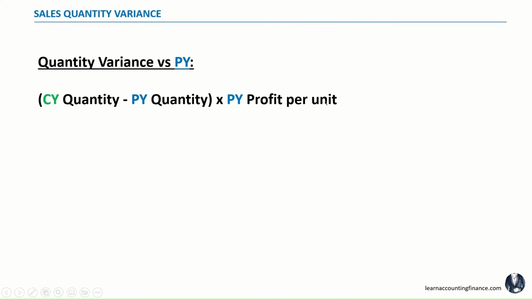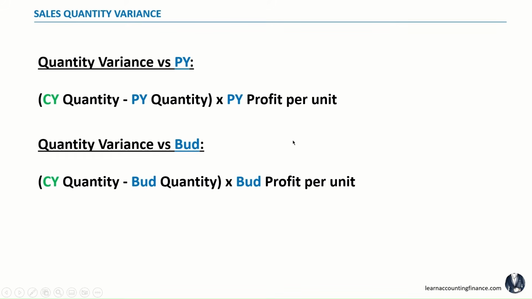When it comes to quantities, the profit or selling price that you will use will always be for the reference period, not the current period. So in the case of analysis versus prior year, it will be the prior year profit. In the case of variance analysis versus budget, it will be the budget profit per unit. So you take a difference of the two quantities and multiply it by the profit per unit of either the prior year or budget.